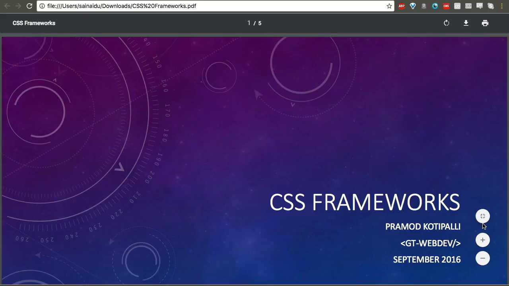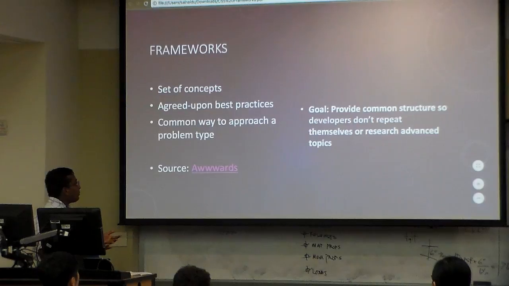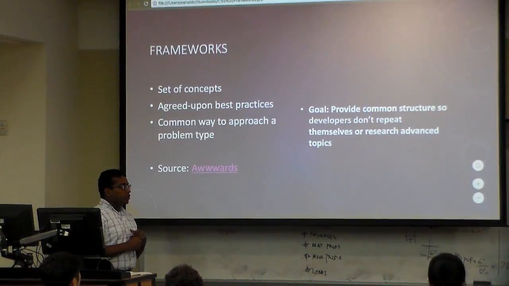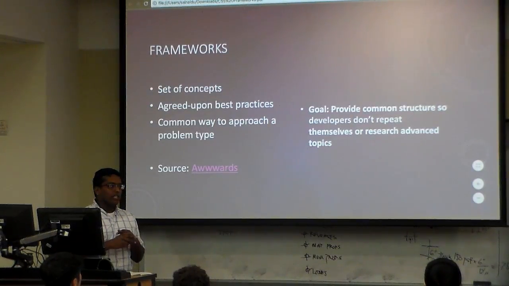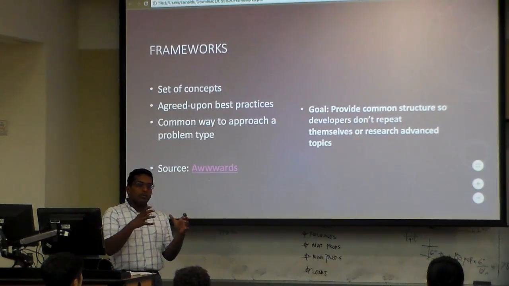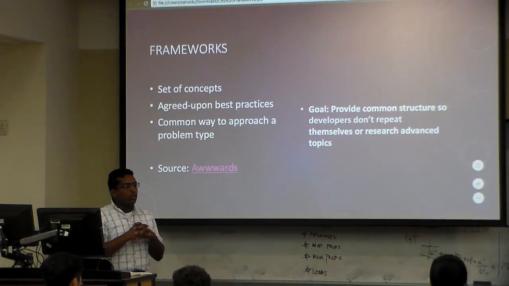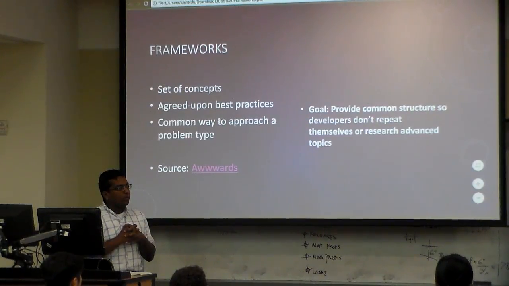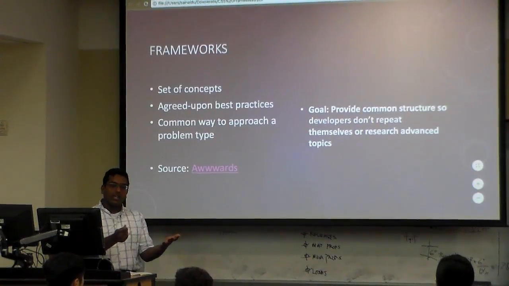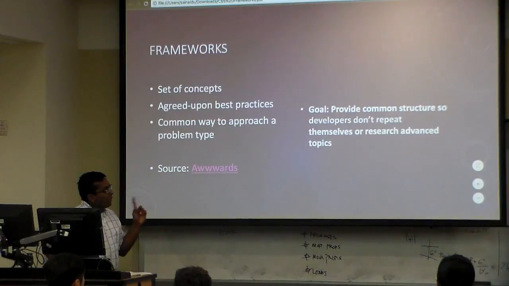Okay. So CSS frameworks. Frameworks in general are just a set of concepts and an agreed upon set of best practices. It's a common way to approach a type of problem. So in our Java and Python classes, we've seen, for example, in Java, there are some Java web frameworks that are just a series of best practices and a series of useful classes that do some work for web development. In terms of Java in particular, you can think of its collections framework as a framework. It's just a set of best practices that people use to use common data structures. So just like that, there are some frameworks for CSS.